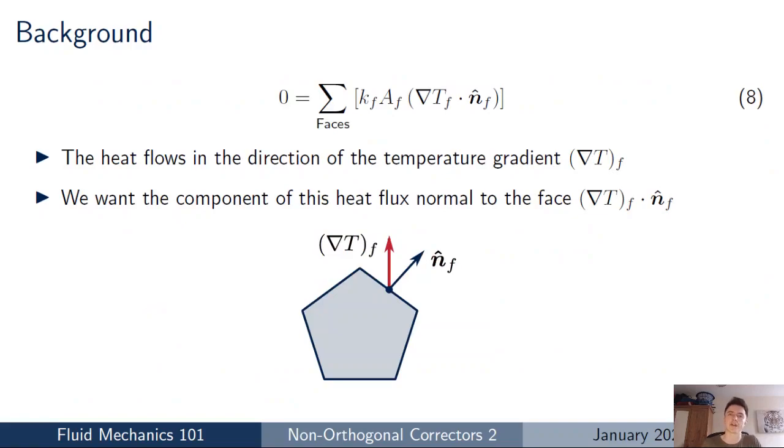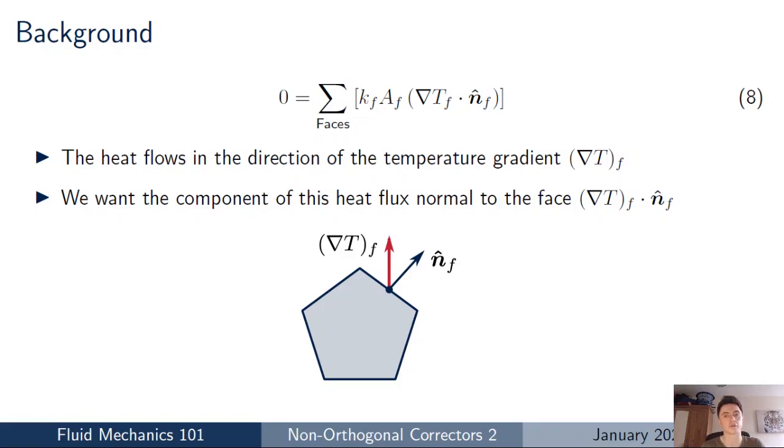So now we're going to think a bit further about equation 8 that we're looking at, and why do we need the dot product in there? That's really the thing we're going to think about on this slide. We've got the dot product of the temperature gradient and the unit normal vector.